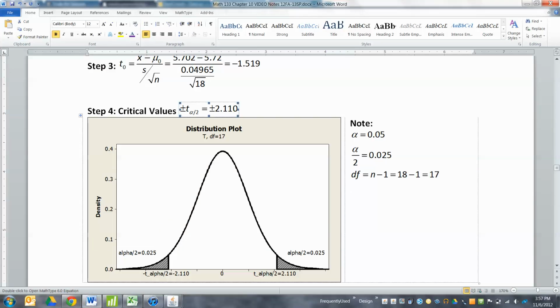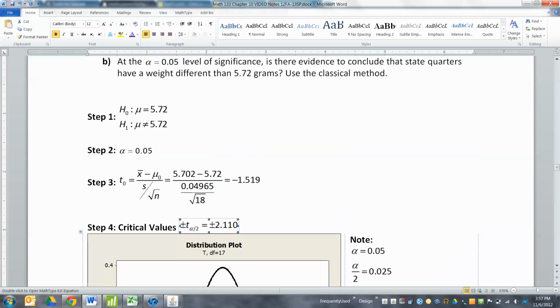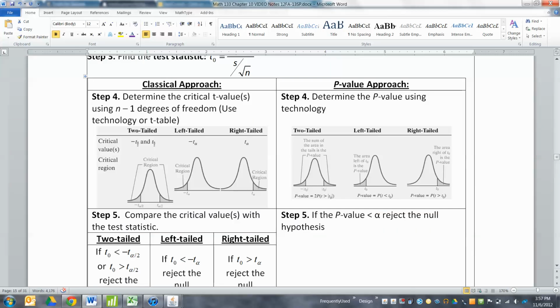All right, so there we go. We know how to find this either with technology or with the t-table. And I just wanted to mention real quick, you can either use technology, StatCrunch will find it as well, Excel will find it, or the t-table. One way or another, you can get it.